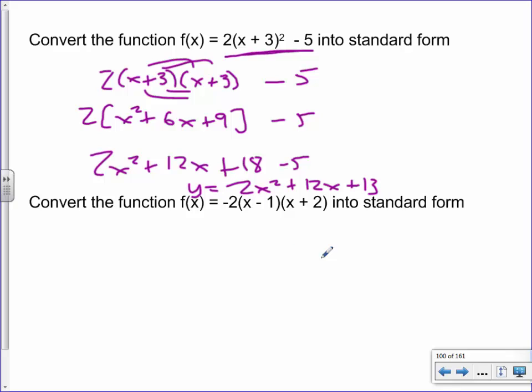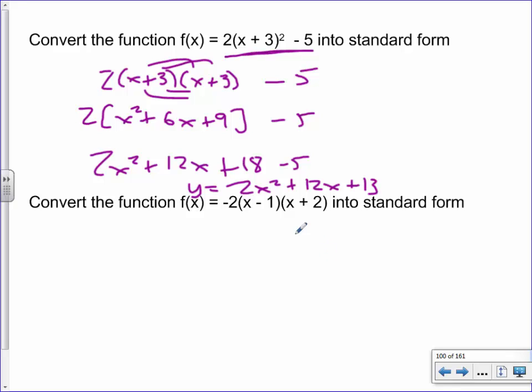What's that format useful for? Well, I know the y-intercept now. The y-intercept is 13. And if I had to use the quadratic formula, I could, if that was helpful. Does that make sense?